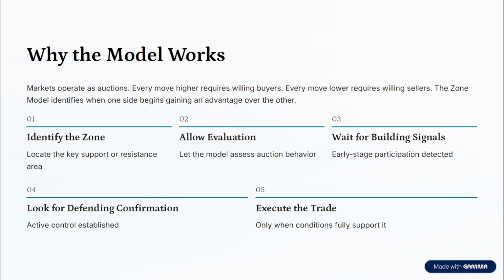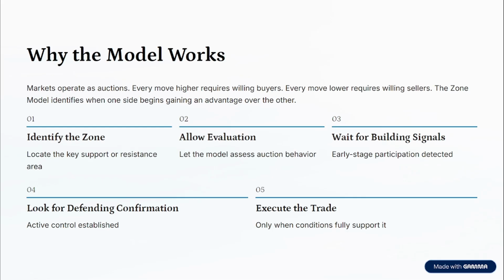Why the model works. Markets operate as auctions. You've likely heard this time and time again, but it is true. Every move higher requires willing buyers, and every move lower requires willing sellers. The zone model identifies when one side begins gaining an advantage over the other.